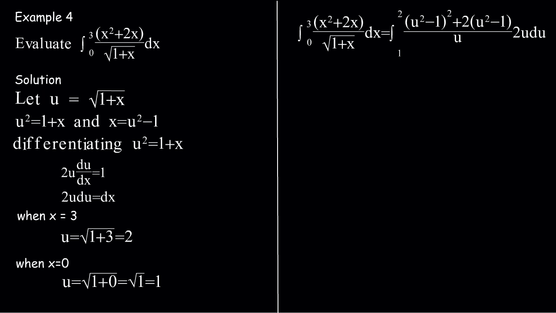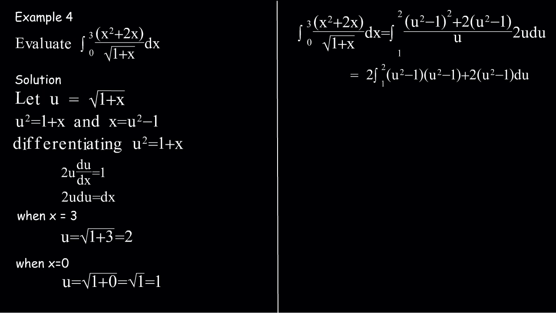So it makes it to be equals to the integral of (u² − 1)² + 2(u² − 1) over u, and we are substituting ds for 2u du. So simplifying further, it becomes 2, because we are not differentiating 2, and our u will cancel out, so we are left with the integral of 2 in bracket (u² − 1)² plus 2(u² − 1) du, that is, we are expanding (u² − 1)².